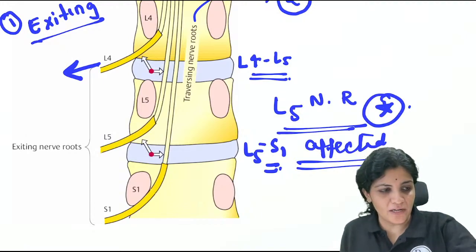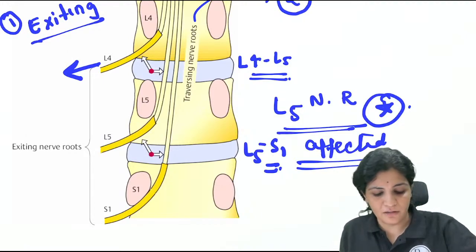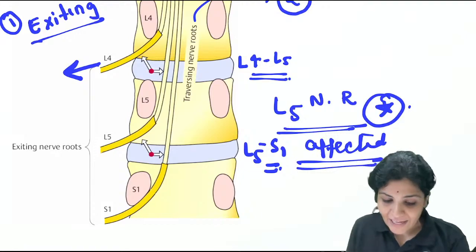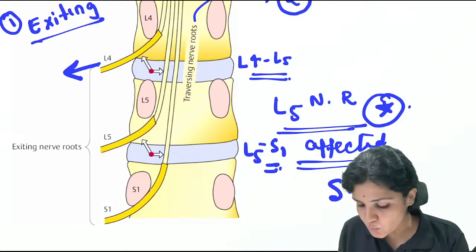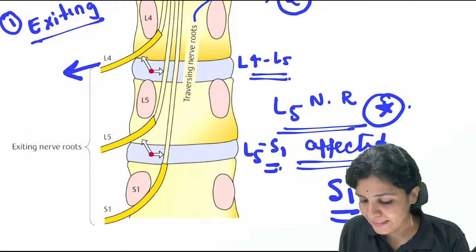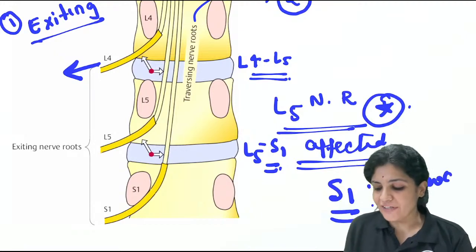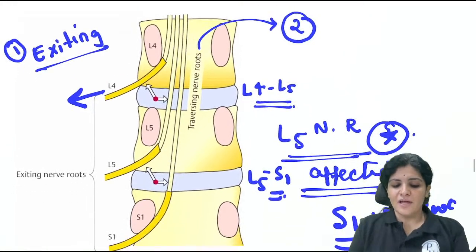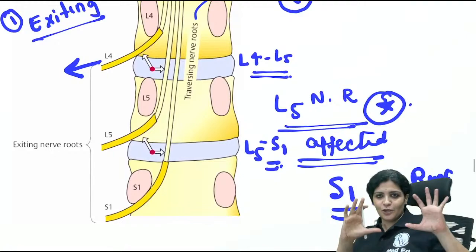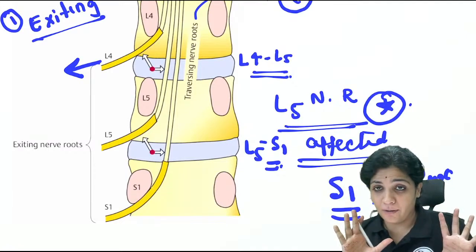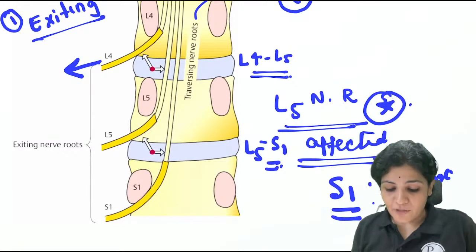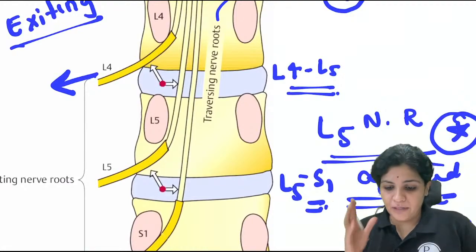In L5 S1 disc, which nerve is getting involved? Very good. So that is the S1 nerve root is getting involved. So having understood so much, I want to just tell you one more interesting concept also. Don't curse me, because sometimes they keep confusing you.